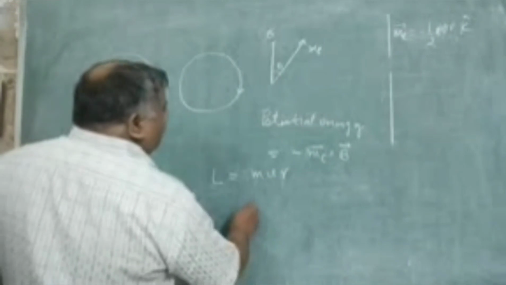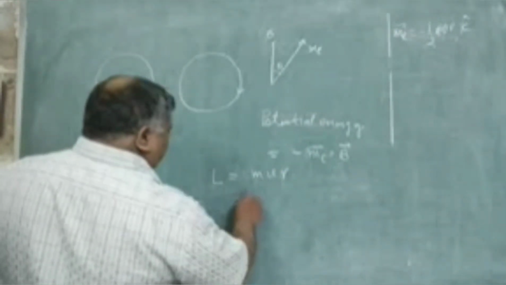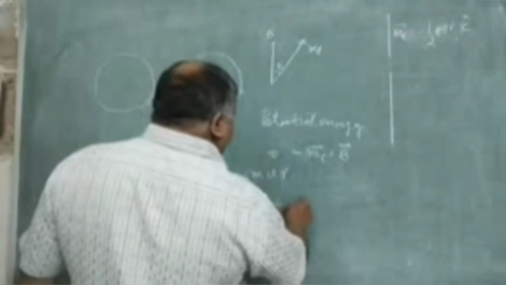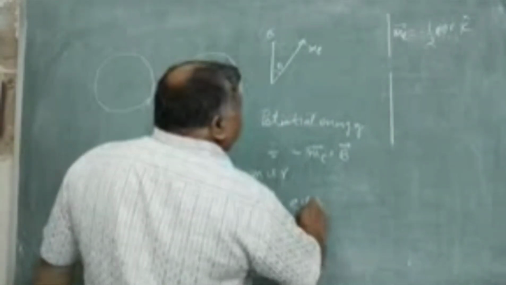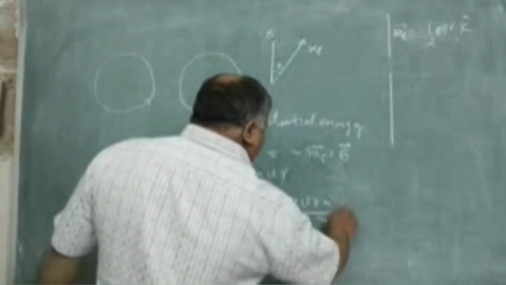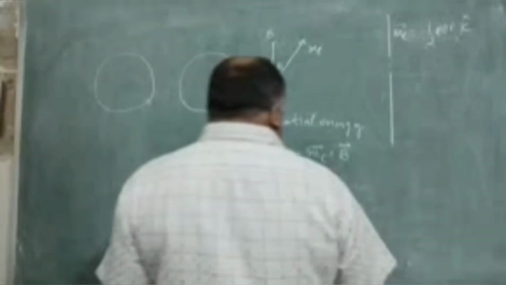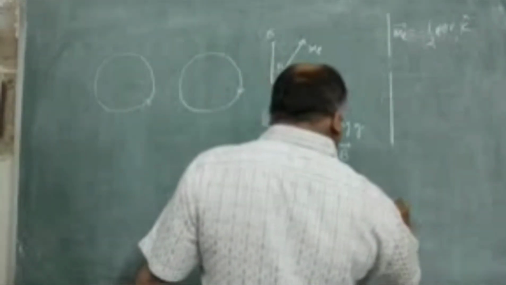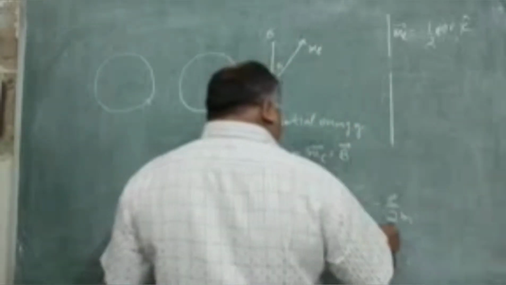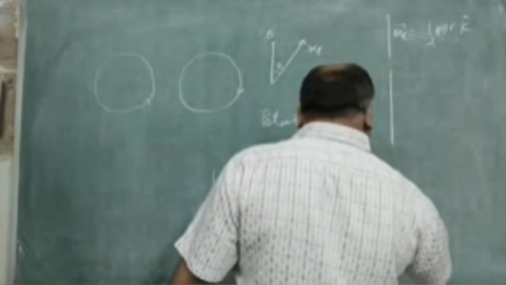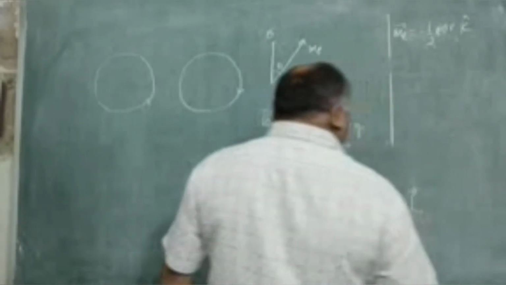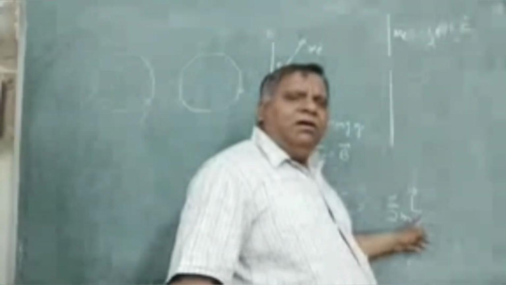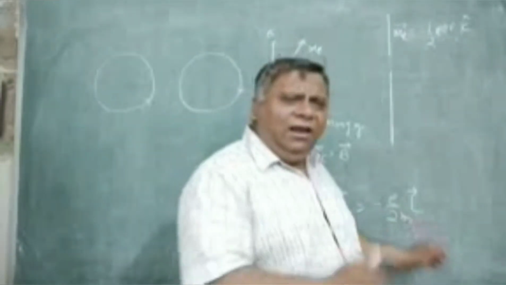So, if you write ml like this, evr, multiply by m, divide by m, evr m over m, k cap, is equal to minus e by 2m L. So ml can be associated with a vector L.